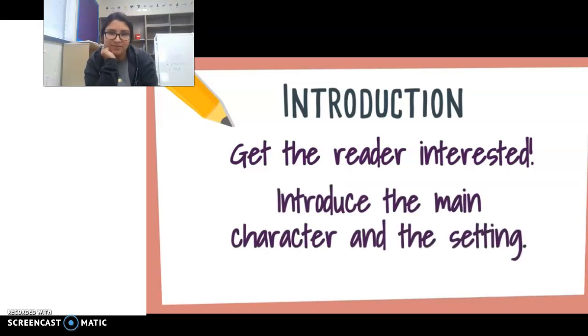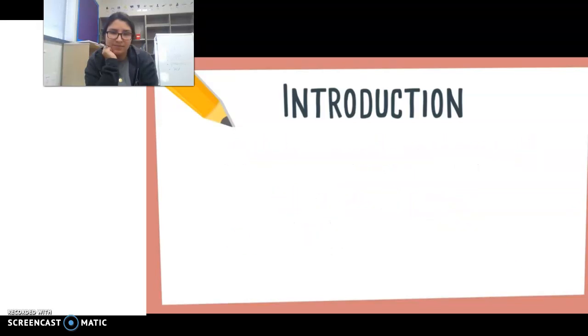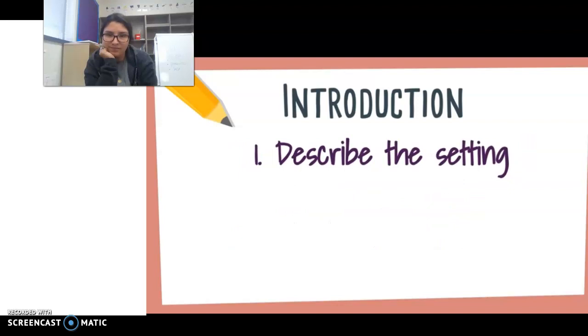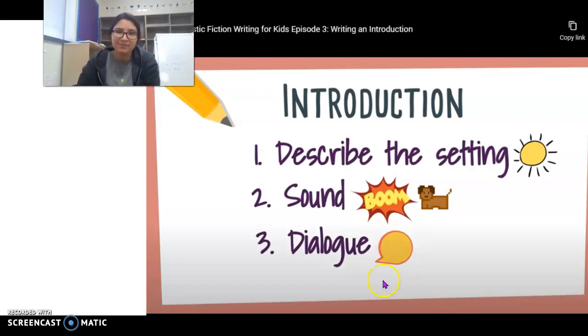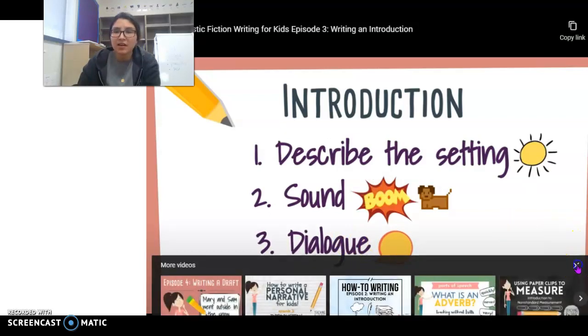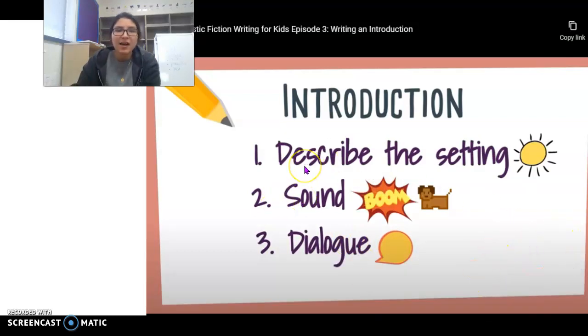There are many different ways you could start your story, but here are a few of my favorites. 1. Describe the setting, especially if there is something special about when or where your story takes place. 2. A sound, starting with a boom or a bark, will definitely get your reader interested to read more. And 3. Dialogue. You can start your story with a character talking. Remember, dialogue is the conversation between characters.